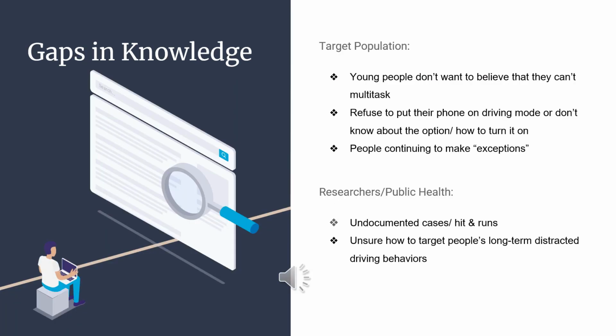It's Ariel again, and now we'll be moving on to gaps in knowledge for our target population. So as far as teens and young adults go, a lot of them are inexperienced and don't want to believe when people say that they can't multitask. They either want to prove them wrong or they think they are invincible. They also tend to refuse to put their phone on driving mode, don't know how to, or don't even know it's an option. People in this age group also make exceptions for just this once, or because it's their mom texting them. As far as gaps in knowledge that exist for researchers and public health officials go, these can be due to undocumented cases or hit and runs, as well as being unsure how to target people's long-term distracted driving behaviors.